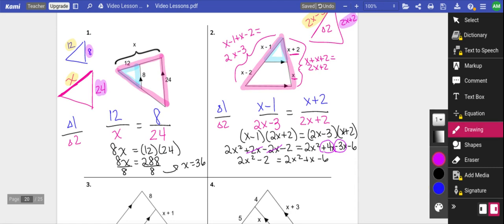Now, in order to solve this, I'm going to need to get all of my x squareds on one side. So when I do that, they wind up canceling out, which is super nice. And it won't always work out that way. Negative 2 is equal to x minus 6. So to solve for x, I can add 6 to both sides and get x is equal to 4.